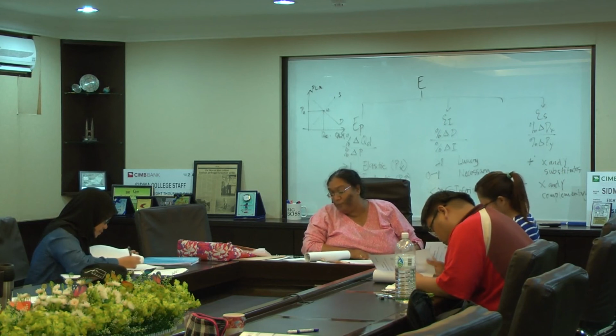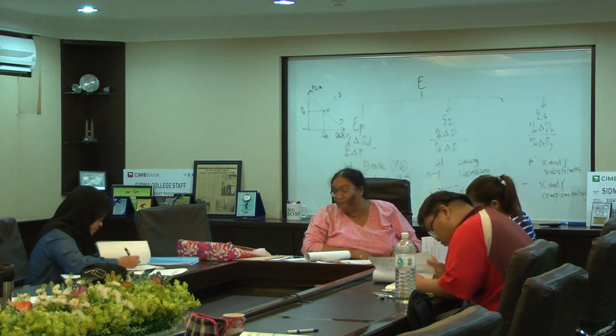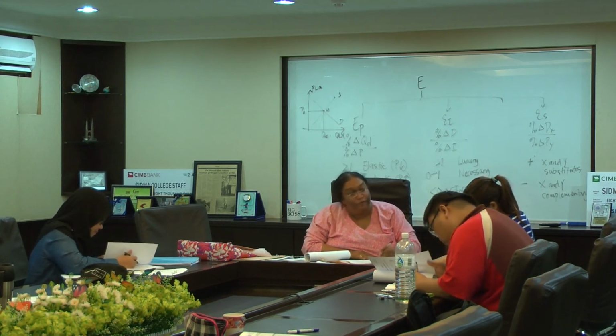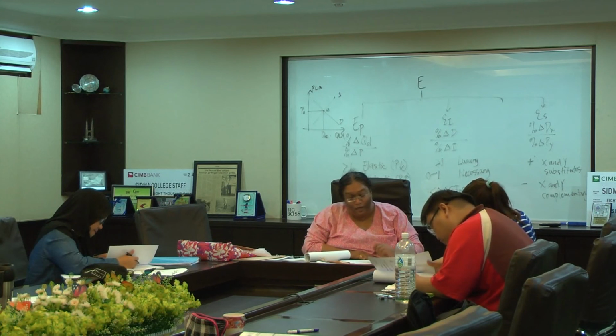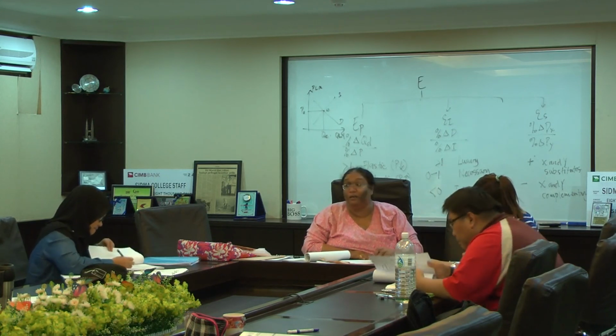So what happens to the market? There is excess demand, correct or not? That's the answer. Can follow or not, guys? 142 is the market demand, market supply is 89.